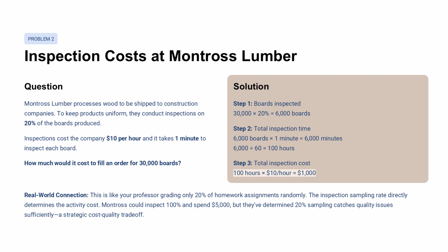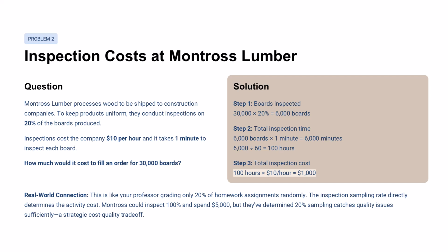That's ABC thinking, following the actual cost causation chain, rather than just spreading overhead arbitrarily. Let me bring this home with a scenario you absolutely understand. Grading. Imagine your professor grades only 20% of homework assignments randomly. Some professors actually do this, which is both terrifying and statistically defensible. If there are 100 students submitting 10 assignments each, that's 1,000 total submissions, but only 200 get graded.